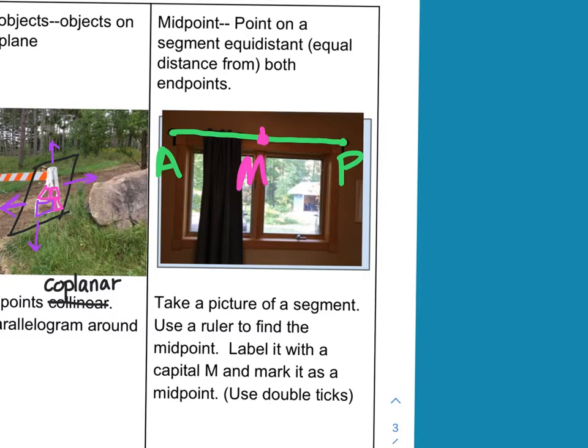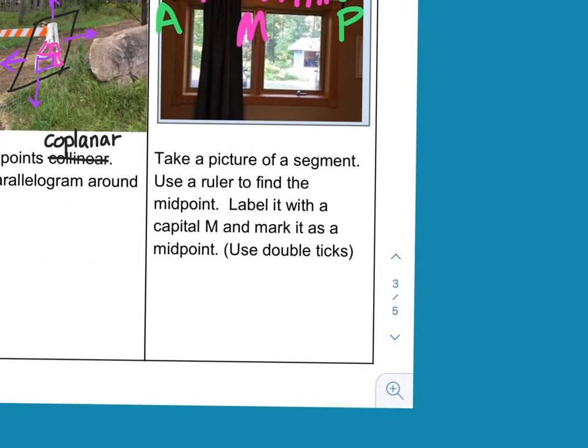If I want to mark that M is the midpoint, or the point that's exactly the same distance between A and P, I'm going to use 2 ticks. That's how I show that M is halfway between A and P, or is the midpoint. Now, if I want, I could do 5 ticks between A and M, but then I need to show 5 ticks between M and P to show that M is a midpoint.